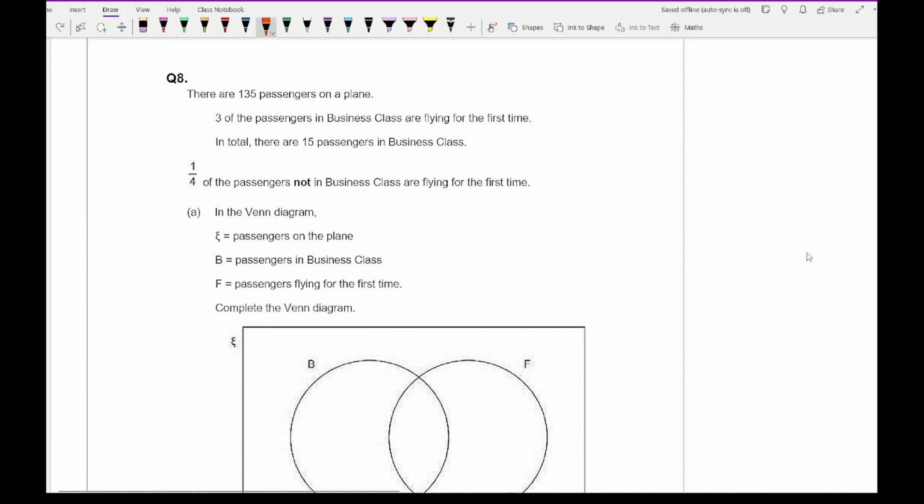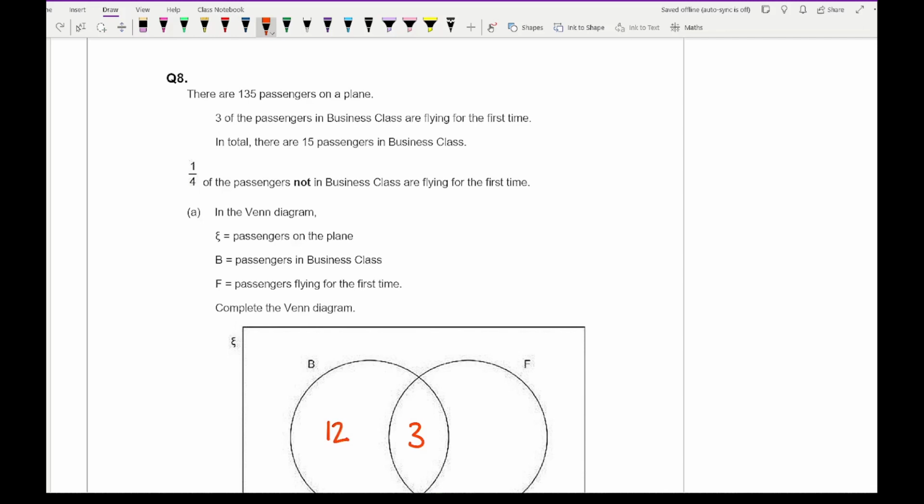So here, what we've got is it says that 3 of the passengers in business class are flying for the first time. So that means that 3 is going to go in the middle. It then says that in total there are 15 passengers in business class. So the circle of business B needs to add up to 15, which means that this part of the circle needs to add up to 12.